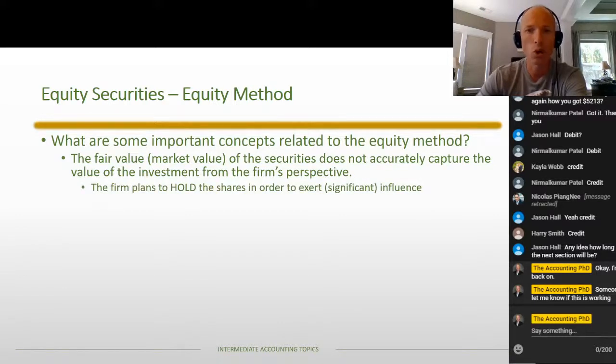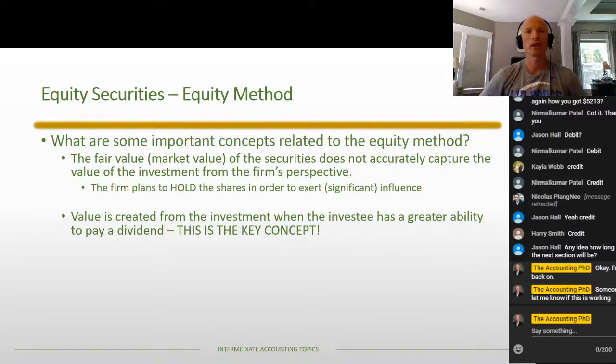So the firm plans to hold the shares in order to exert influence. And so the only thing that can create value is if the investee has a greater ability to pay a dividend. In other words, if I can keep my influence and now get more cash than I previously expected, well, that's important, because now they're paying me a dividend along with maintaining my influence. And so the value in the investment is created when the ability to pay a dividend increases. This is a very key concept. If I have this investment and they have a greater ability to pay a dividend, then that greater ability adds value to me. Whether or not they actually pay the dividend doesn't matter. It's just that they have the ability to pay a dividend, because that increases the value of my investment. I get to keep my influence, and now I have a greater expectation of future cash flows. And so that's the whole idea of what creates value.